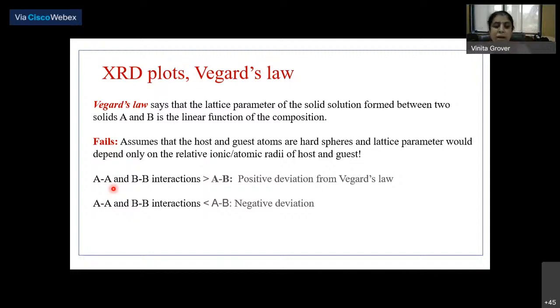However, if the AB interaction is much stronger compared to what they had with their own kin, with their own similar kind of atom, then you observe a negative deviation, because now they bond strongly when they mix up. So you observe a negative deviation from what was anticipated based only on their sizes. I hope it is clear.